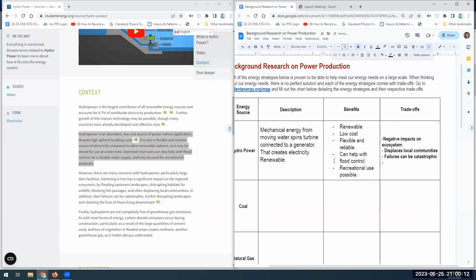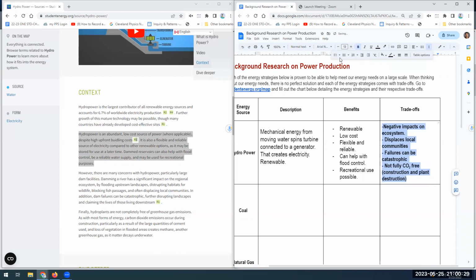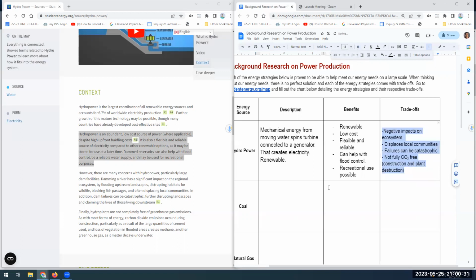Okay, so how can we summarize that? We can say not fully CO2 free, and plant destruction. Okay, let me just make that a little bigger. Obviously, you'd be writing this. So those are the trade-offs or the drawbacks, we could say.